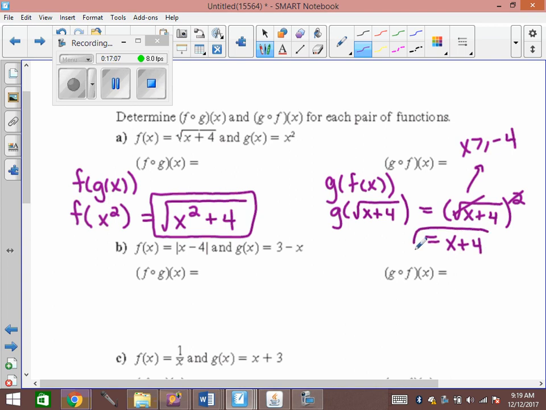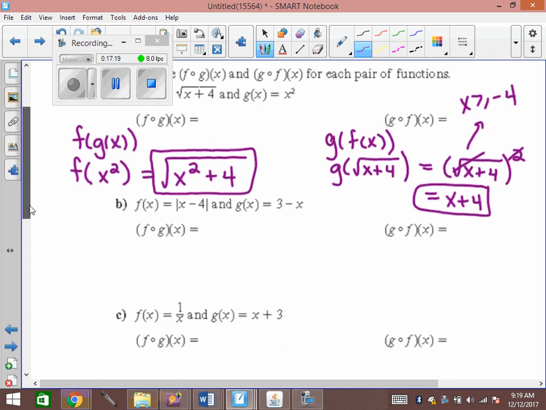So if I went to draw the graph of this, I'd draw the equation x plus 4, but I would only start it when x equaled negative 4. So you could draw the whole line and just erase it after negative 4. Okay?